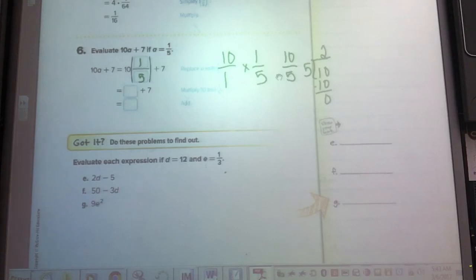So they ended up with a different number than I got. Hang on a minute.